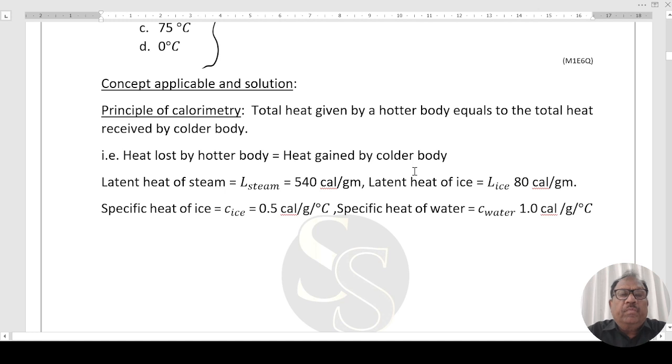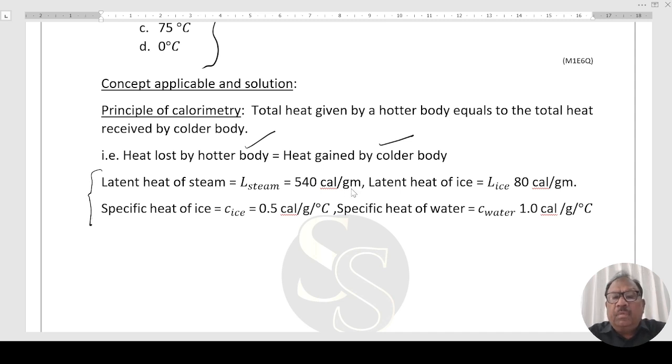Concept applicable and solution. First is the principle of calorimetry. The principle of calorimetry states that heat lost by the hotter body is equal to heat gained by the colder body. If these parameters are not given, we have to consider these. Latent heat of steam is 540 calorie per gram and that of ice is 80 calorie per gram. Specific heat of ice is 0.5 calorie per gram per degree centigrade and that of water is 1 calorie per gram per degree centigrade. If the question gives them, pick those up; otherwise you have to consider these values.